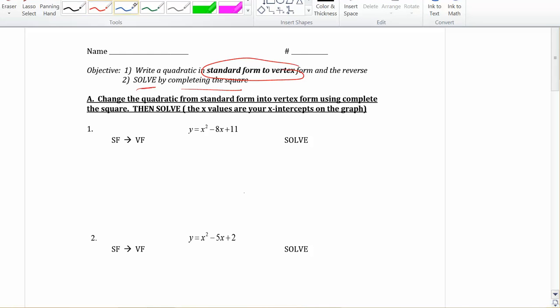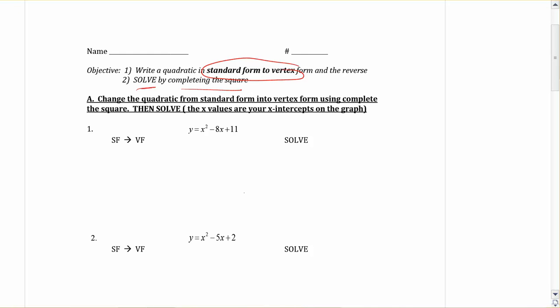So in our first problem, it says change the quadratic from standard form into vertex form using complete the square. That's what I'm going to do over here. It says then solve it. So that's what I'm going to do on this side. And when I solve, the x values are your x-intercepts if I were to graph this function. All right, so if you have your graphing calculator handy, go ahead and take that out because I'm going to show you kind of briefly what we can do to solve.